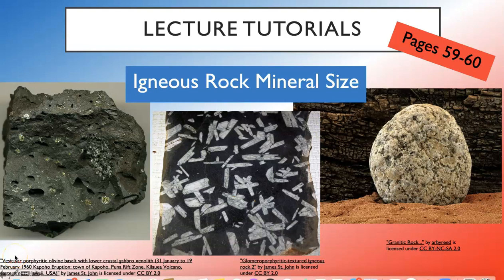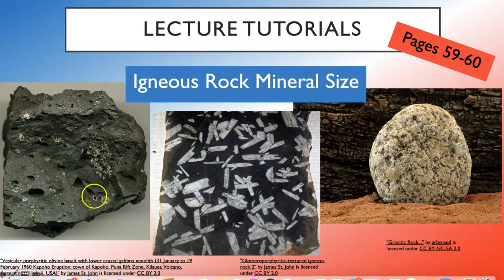This set of tutorials reviews igneous rocks and mineral size. Now, if you look at these igneous rocks on this page, you'll see that there's a variety of sizes of minerals. The one on the left is a fine-grained rock, it's basalt, but it does have some large visible crystals of olivine, and that's what the green mineral is. And those are phenocrysts, larger minerals in a fine-grained ground mass, but this is a volcanic rock.